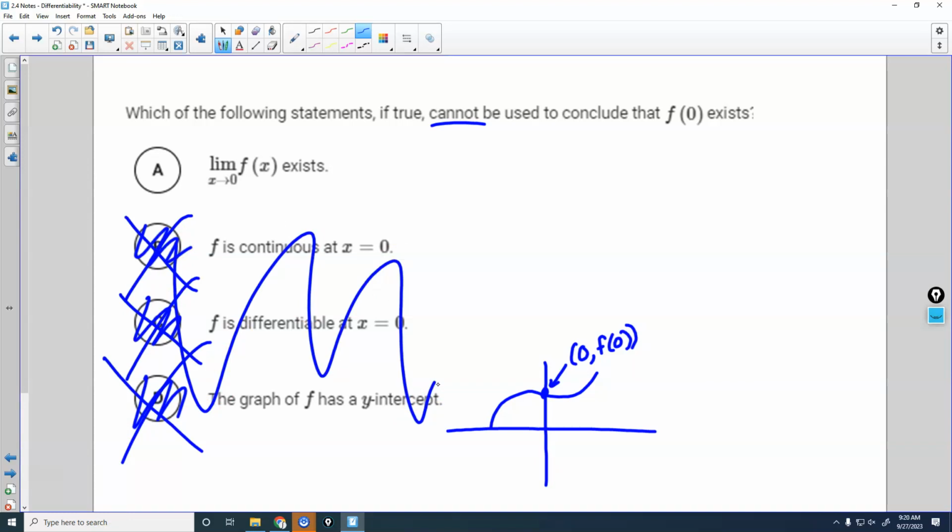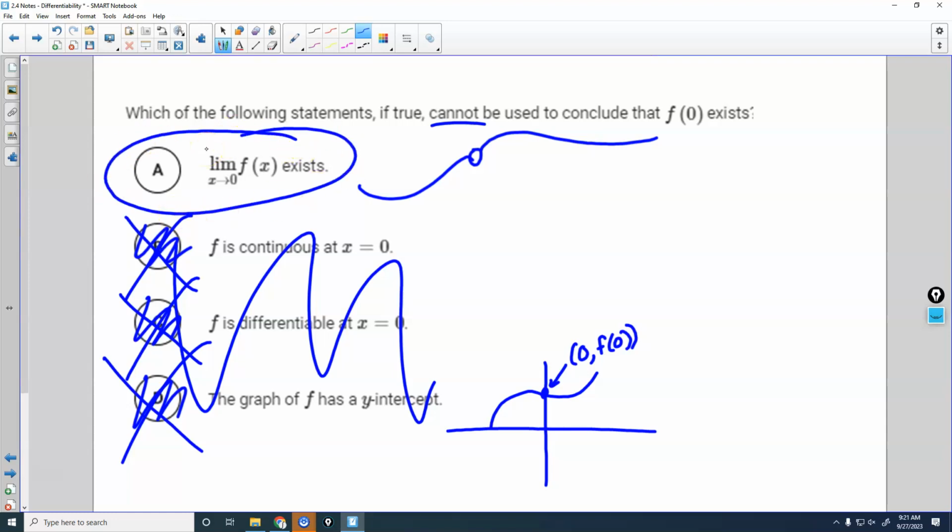For the limit as x approaches 0 of f of x exists, can you have a limit exist that looks like this, that has a hole? Yes. Limit is what you're approaching, not the actual value that is filled in for that point. So this is possible, so we cannot use A to conclude that f of 0 exists.